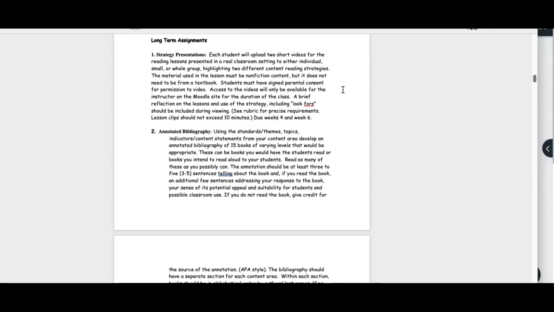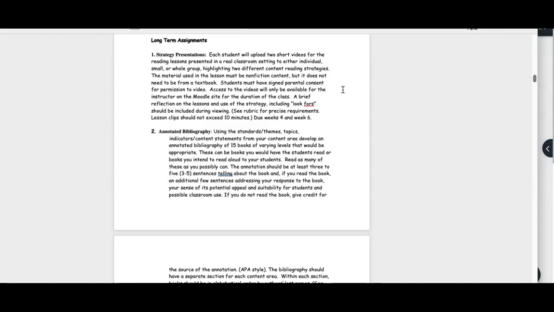The material that you use needs to be nonfiction. It does not need to be from a textbook, but it needs to be nonfiction. Students must have assigned parental consent, permission to video. Access to the videos is only available to me on Moodle. A brief reflection on the lessons and use of strategy, including what should I look for when I'm viewing the video.